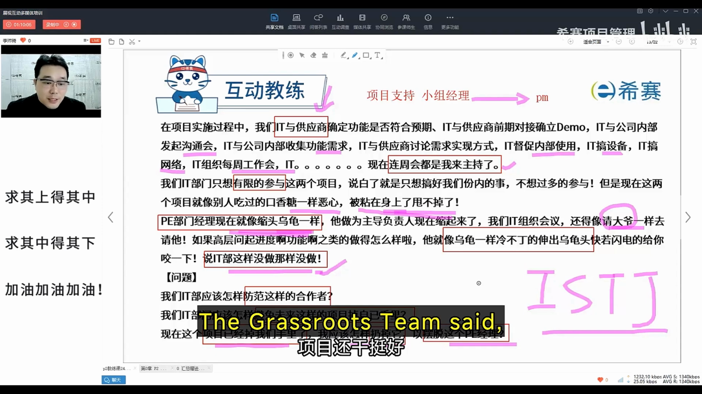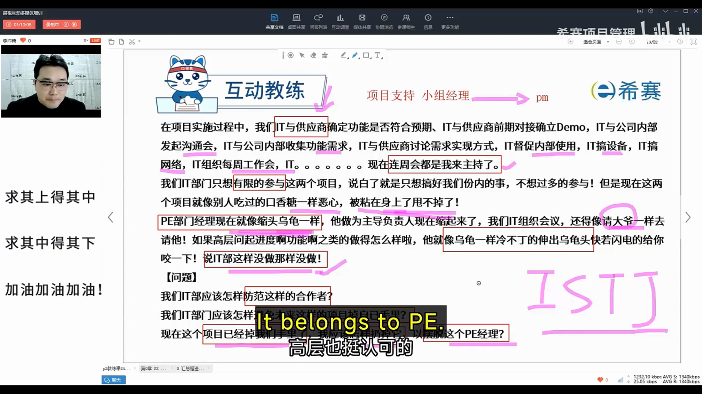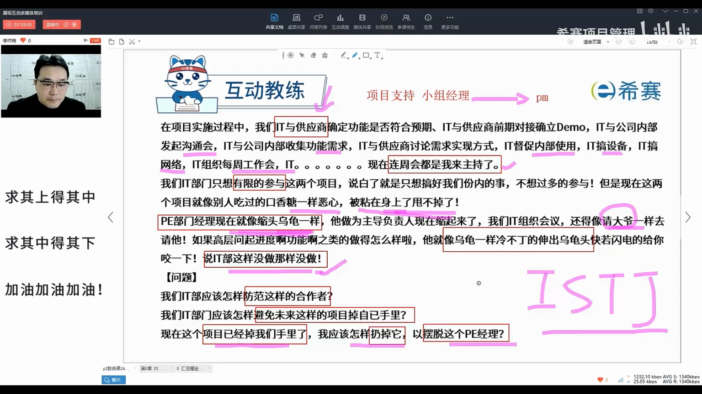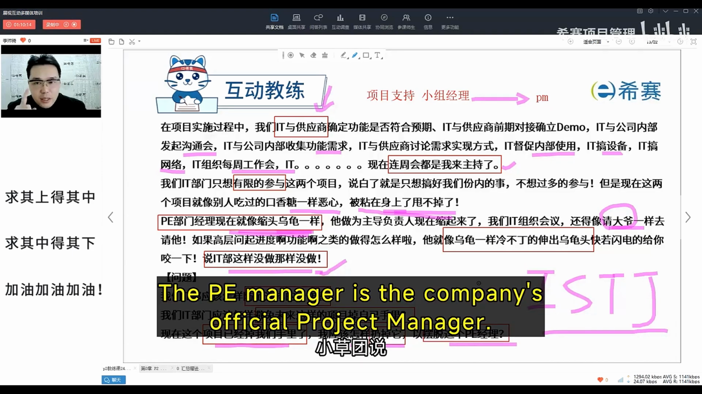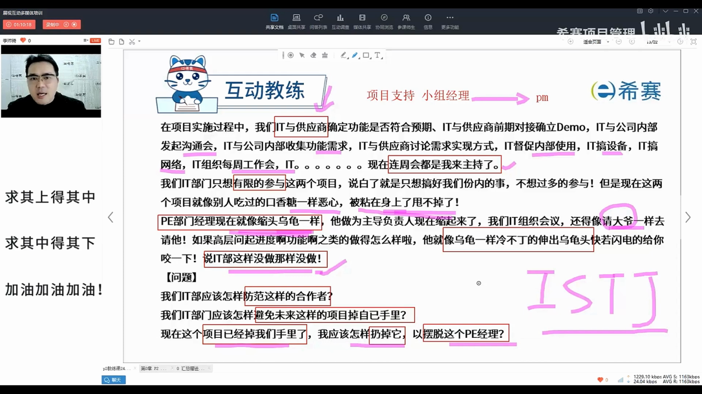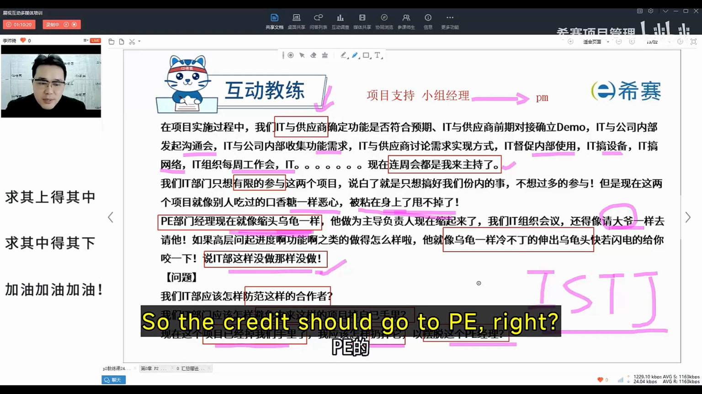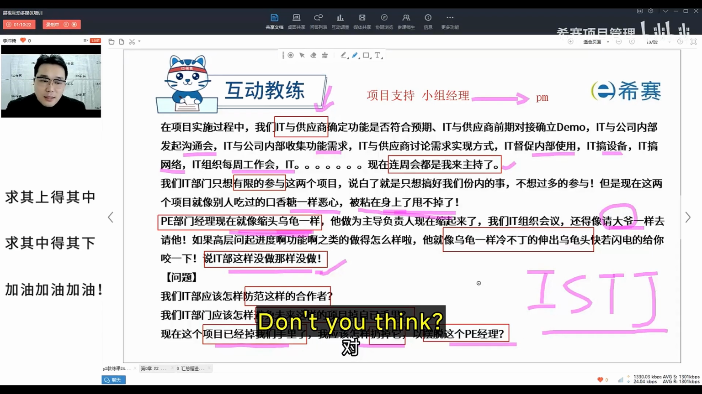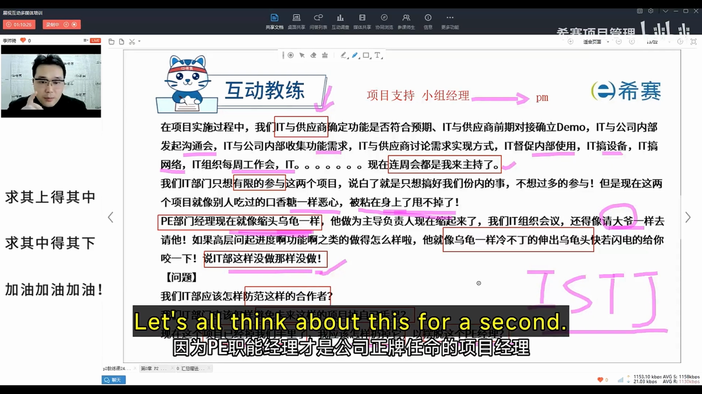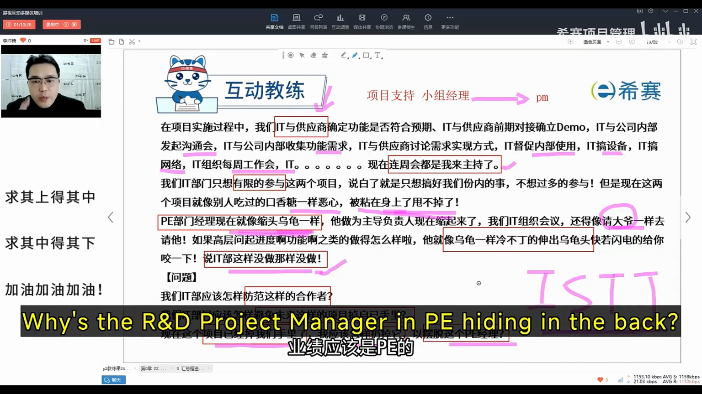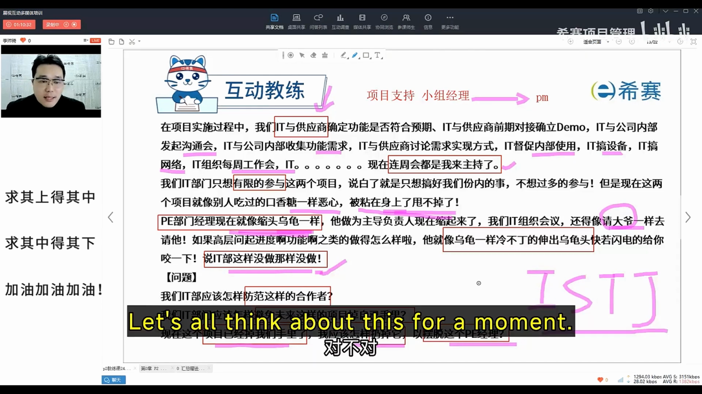The grassroots team said it belongs to PE. Yet the PE manager is the company's official project manager. So the credit should go to PE, right? Don't you think? Let's all think about this for a second. Why is the RD project manager in PE hiding in the back?